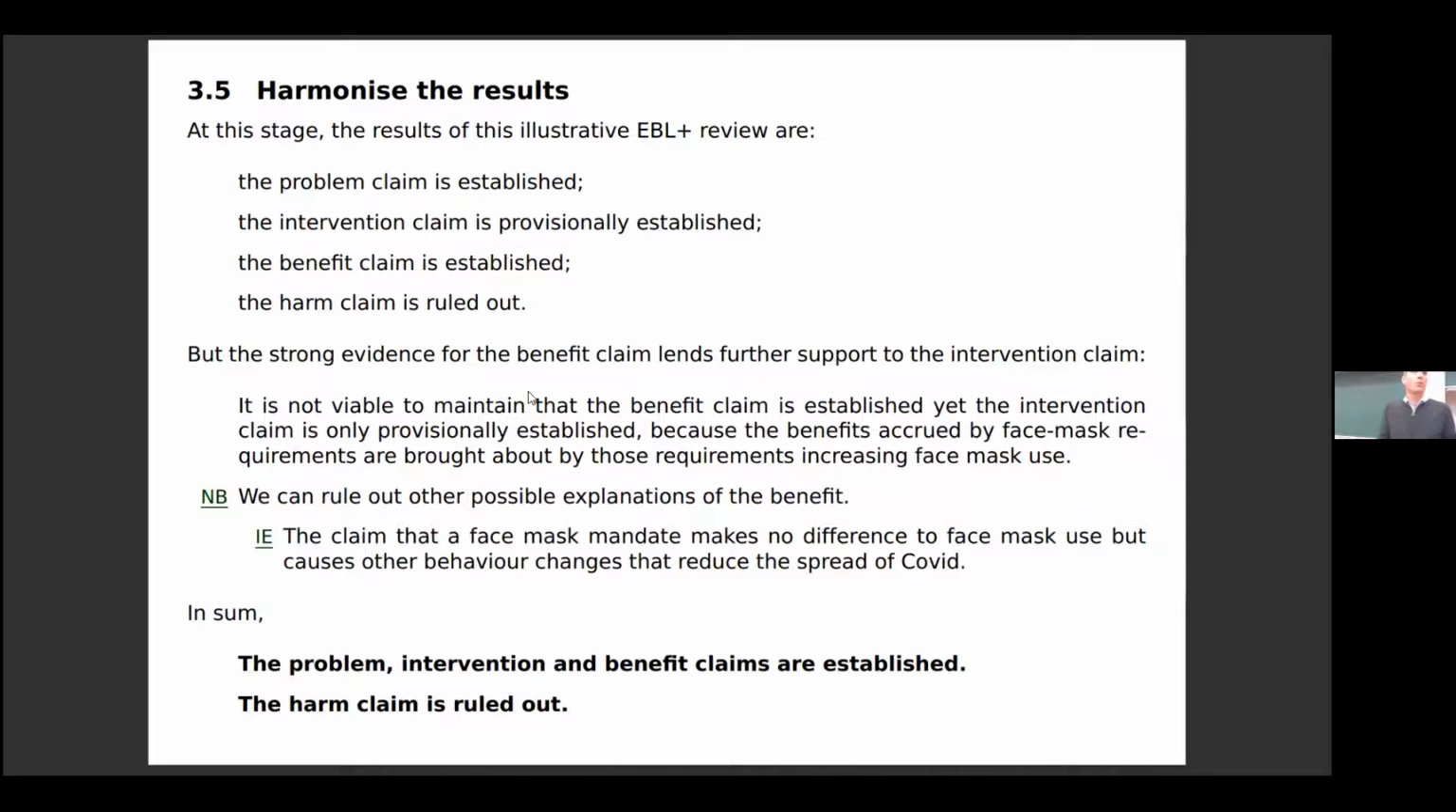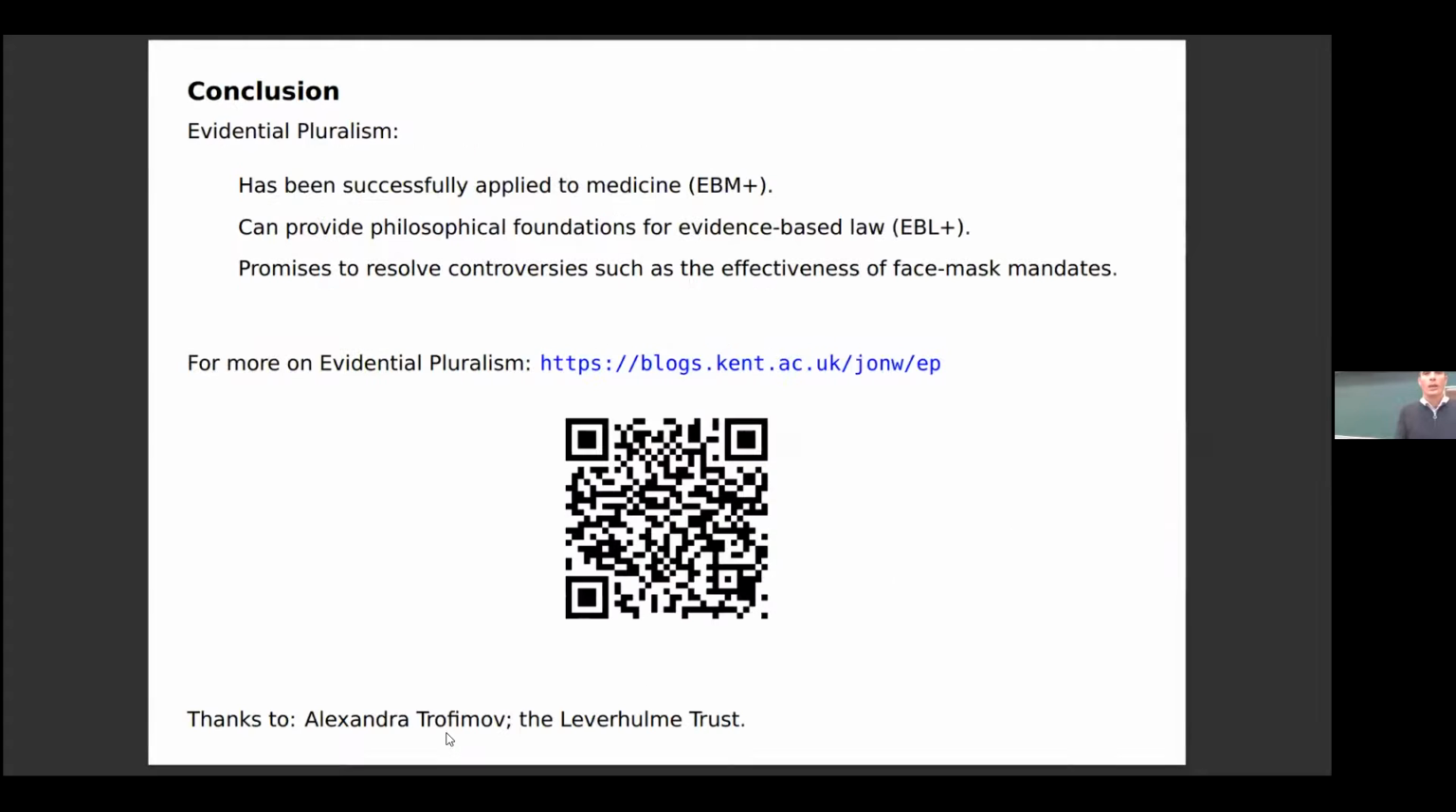That lends further support to the intervention claim, because if the intervention is effective, then the intervention must be intervening on face mask use. So after harmonization, our final assessment is that the problem, intervention, and benefit claims are all established and the harm claim is ruled out. So here we're getting much more than we could with the standard EBM evaluation. We think it's possible to establish the effectiveness of face mask mandates when we consider this broader range of evidence.